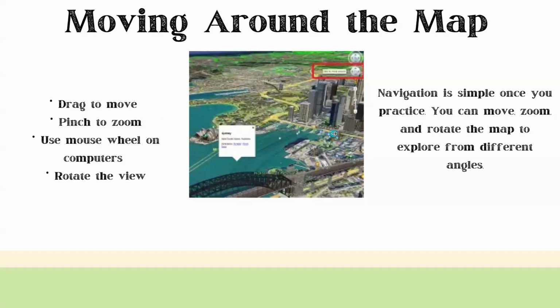Or if you want, you can rotate left and right by holding down shift on your computer keyboard and then clicking and dragging around. That'll make it so you're able to move up and down, kind of like at an angle. You can rotate your view. So navigation is simple once you practice it a little bit, and you can move, zoom, and rotate the map to explore it from different angles.